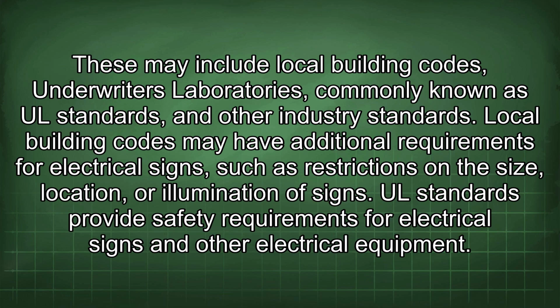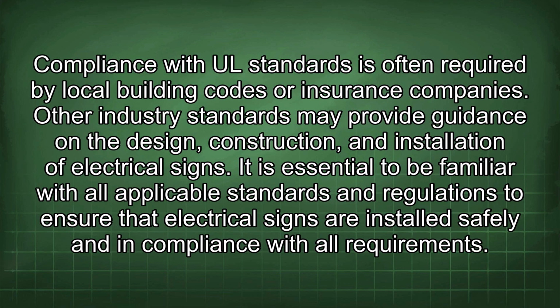Local building codes may have additional requirements for electrical signs, such as restrictions on the size, location, or illumination of signs. UL standards provide safety requirements for electrical signs and other electrical equipment. Compliance with UL standards is often required by local building codes or insurance companies. Other industry standards may provide guidance on the design, construction, and installation of electrical signs. It is essential to be familiar with all applicable standards and regulations to ensure that electrical signs are installed safely and in compliance with all requirements.